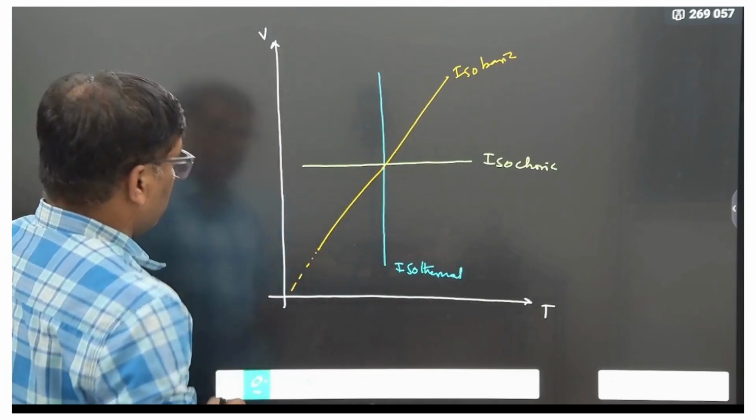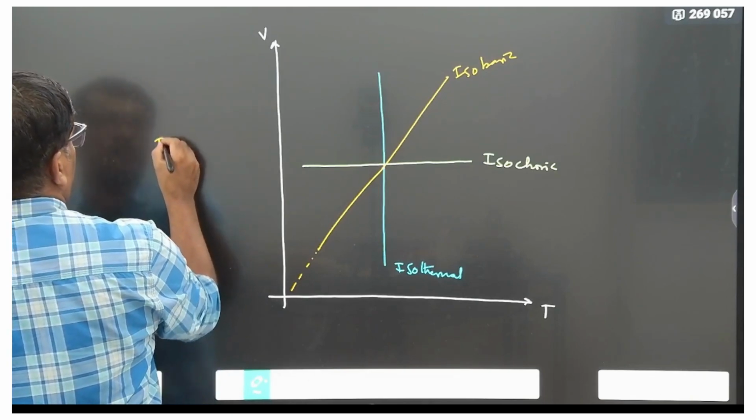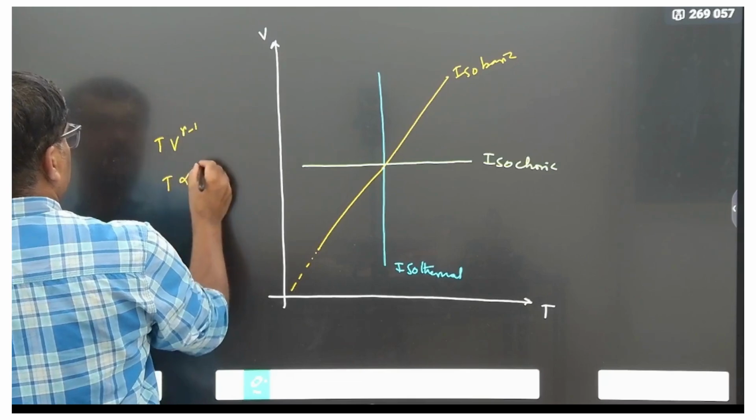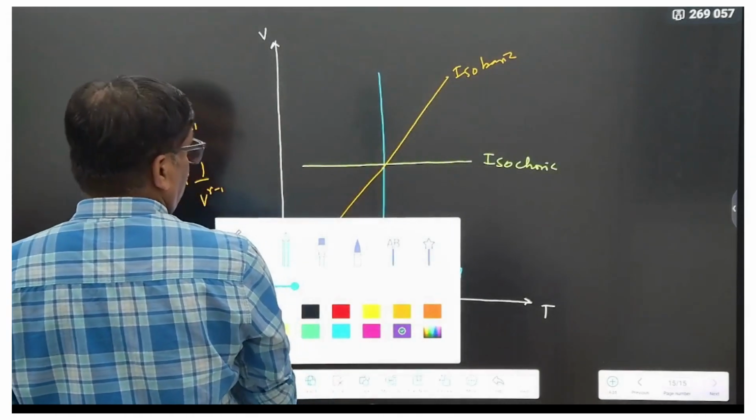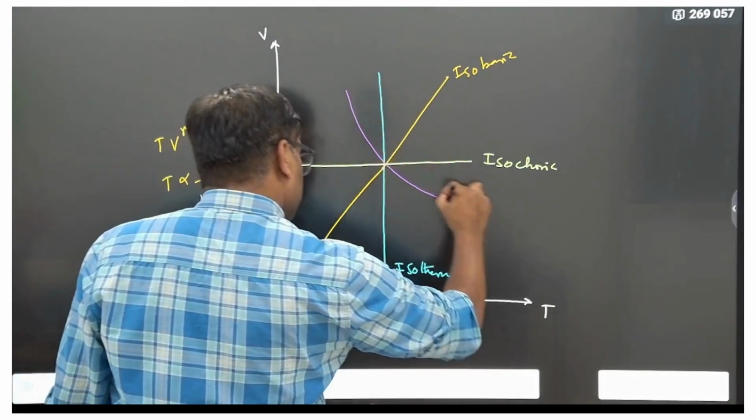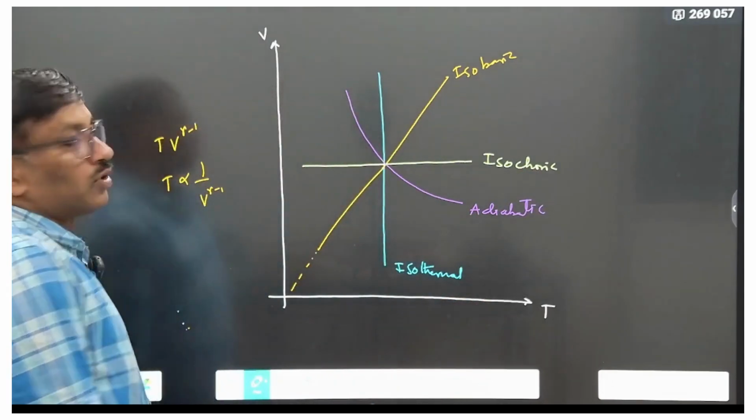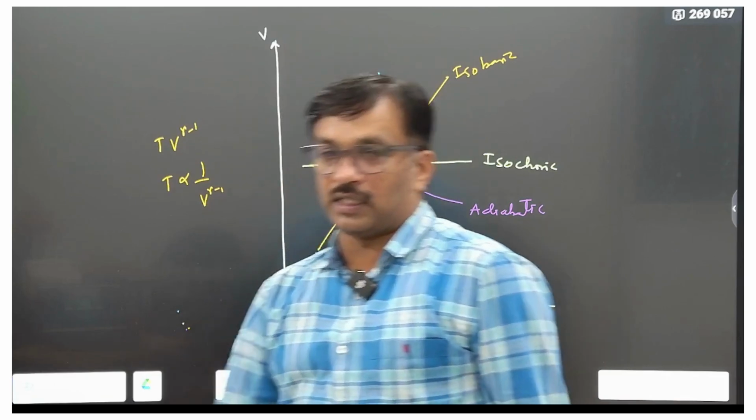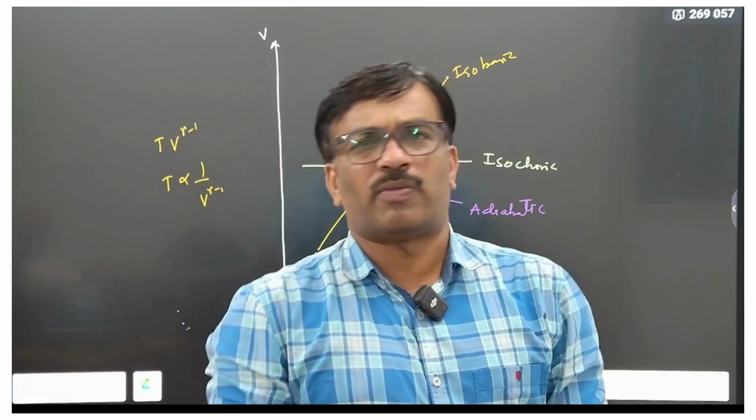Clear? So here about adiabatic, no? Therefore the VT graph, what will be the formula here? T into V to the power of gamma minus 1, right? So T is inversely proportional to V to the power of gamma minus 1. It is like an inversely proportional graph. Clear? So therefore the graph will be like this, this is your adiabatic. Clear? So like this, different graphs for all the different processes. You may expect this type of concepts. Clear? We'll also do reversible process and irreversible process.